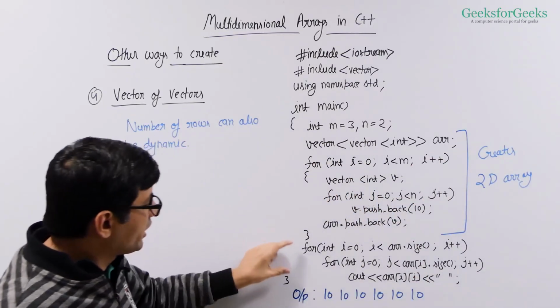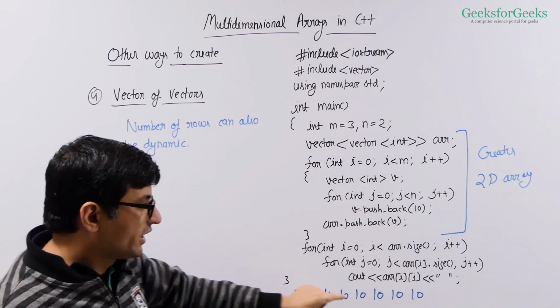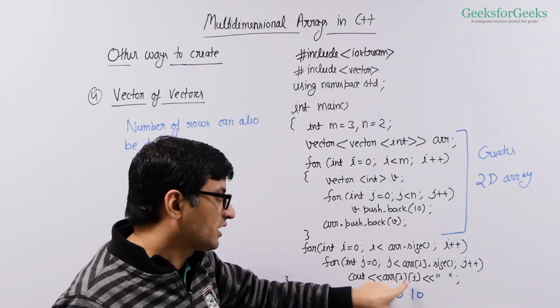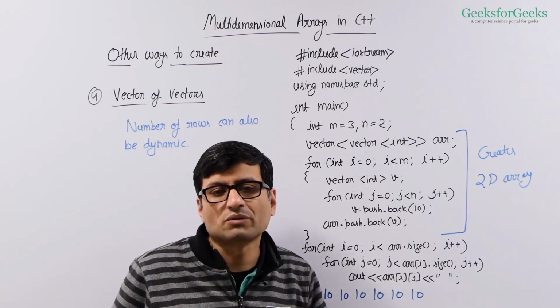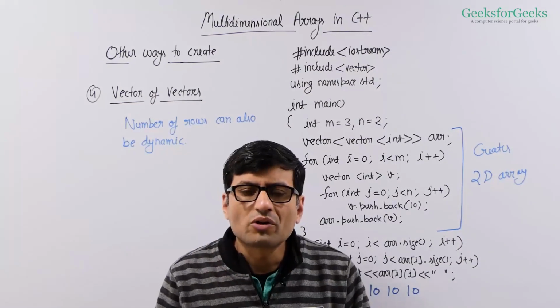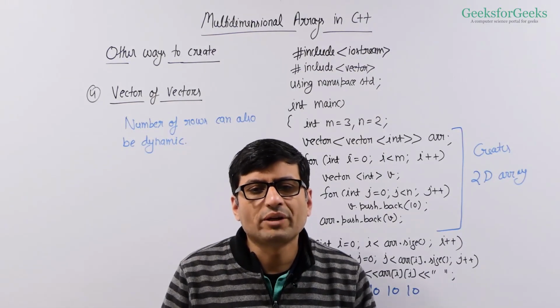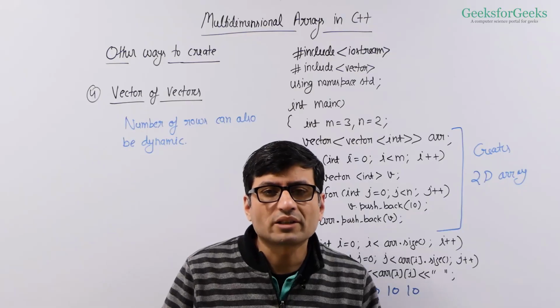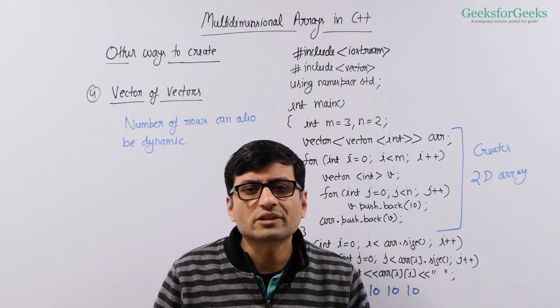Once we have built the 2D array, we are simply traversing it, and again we can use the same syntax as a normal 2D array, and the output of this program is going to be 10 6 times. So we have talked about multi-dimensional arrays, and we have talked about different methods of creating 2D arrays in this video.